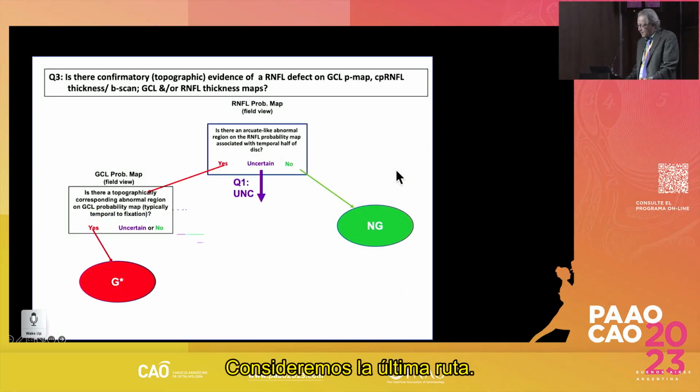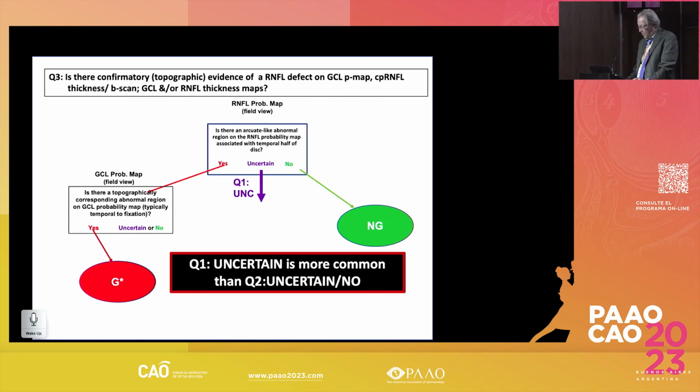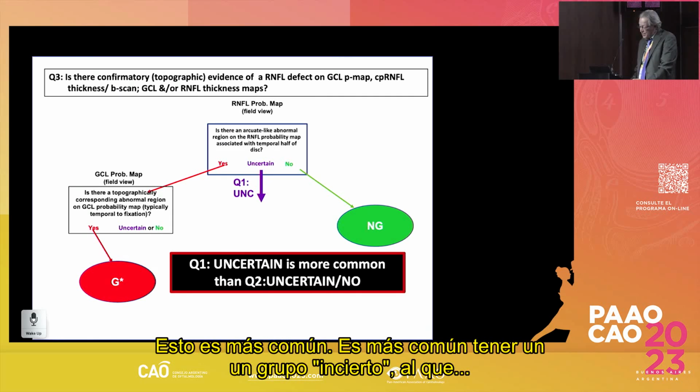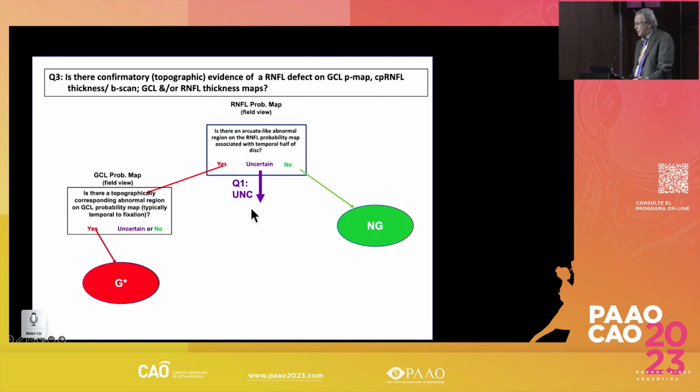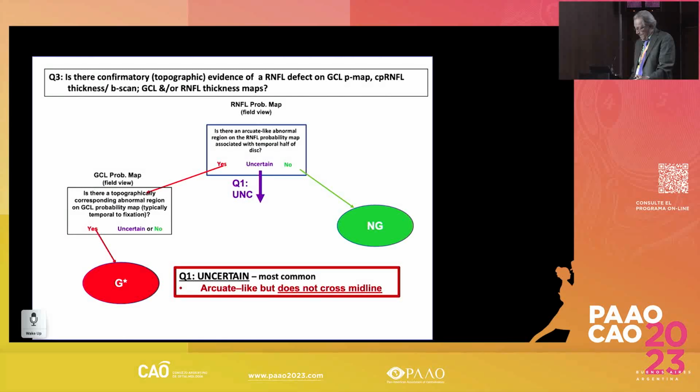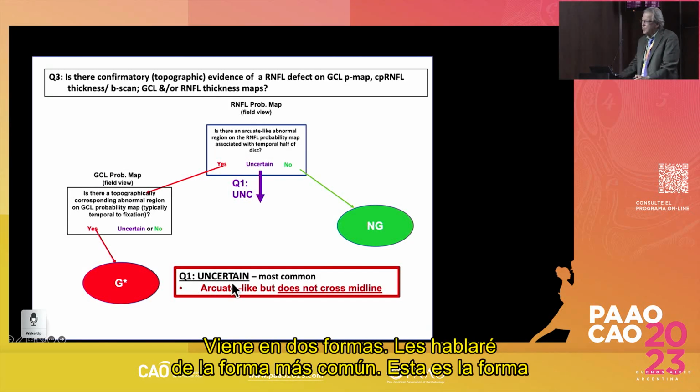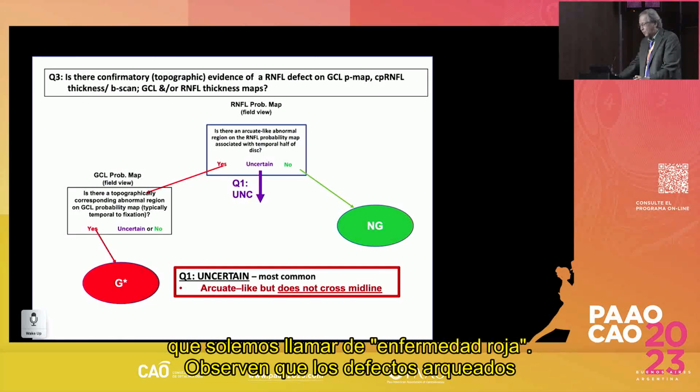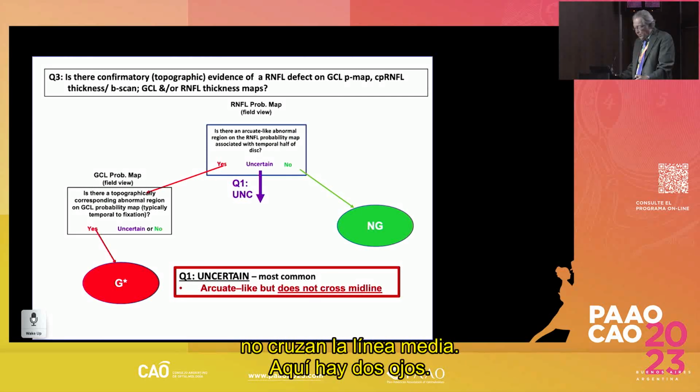All right, so let's consider the last route now. This is actually more common. It's more common to have an uncertain route where you have to look. It comes in 2 forms, but I'll just tell you about the most common form. This is the form that people often call red disease, and those are the arcuate-like defects that do not cross the midline. So here are 2 eyes.